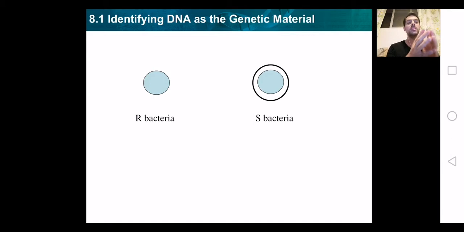But what happened is this S bacteria will kill the mouse. Okay? Take this in consideration when we explain Griffith's experiment. R bacteria are weak. The immune system of the mouse can kill this bacteria and the mouse will not have pneumonia. S bacteria are strong. The immune system of the mouse will not be able to kill this bacteria. The mouse will have pneumonia and the mouse will die.